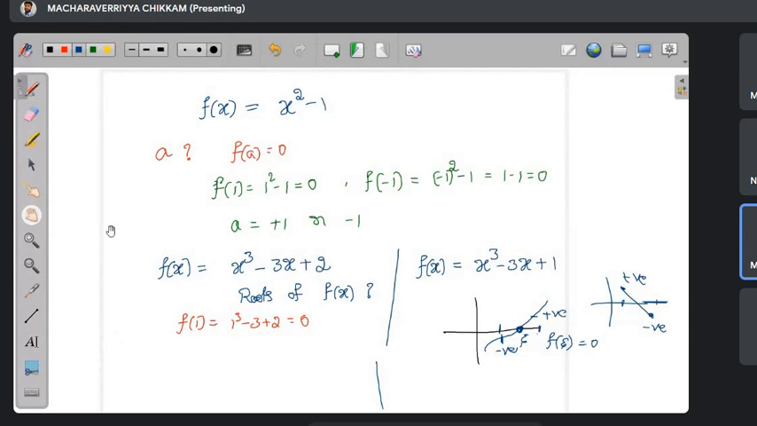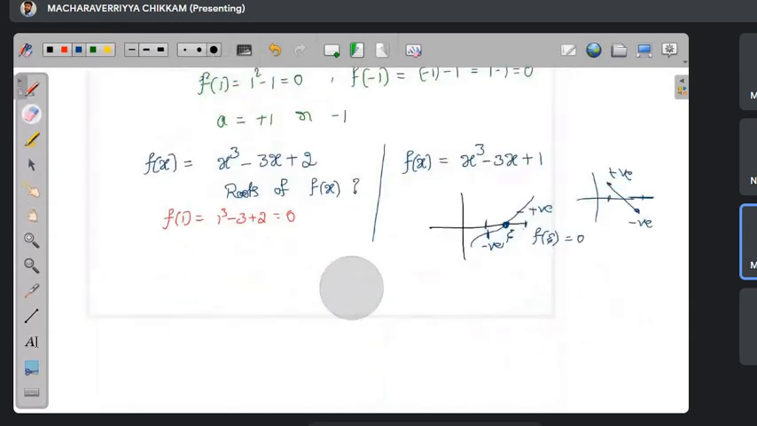That situation is nothing but this one. Here it touches the x-axis, whereas it is not intersecting. And you know what kind of equation this is? Let's say this point is 2, and the function is f of x equal to (x minus 2) whole square. And you know that here 2 is a root.